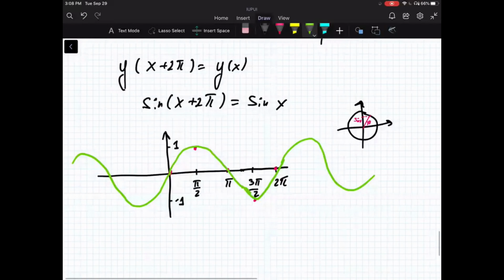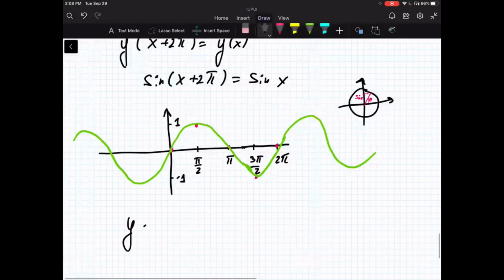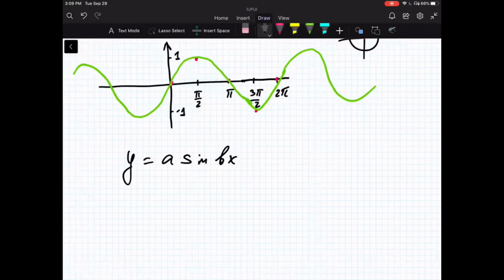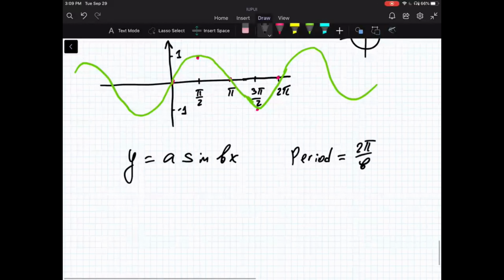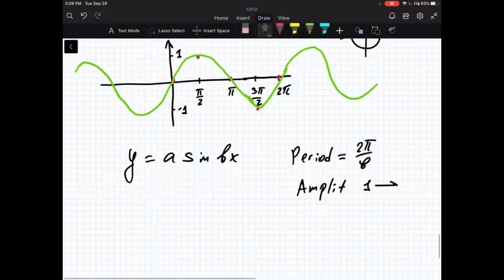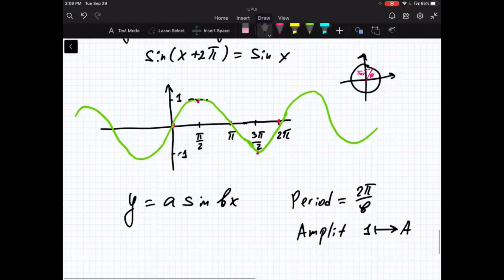And then it repeats like that, and then it repeats here as well, and so on. And if you consider a slightly different function, y is equal to a sine of bx, then you have some changes. First of all, the period. Now it's not just 2 pi, but it becomes 2 pi over b. And the amplitude also changed from 1 to a. Amplitude is the value of the maximum of your function. So you see that your sine is between -1 and 1.